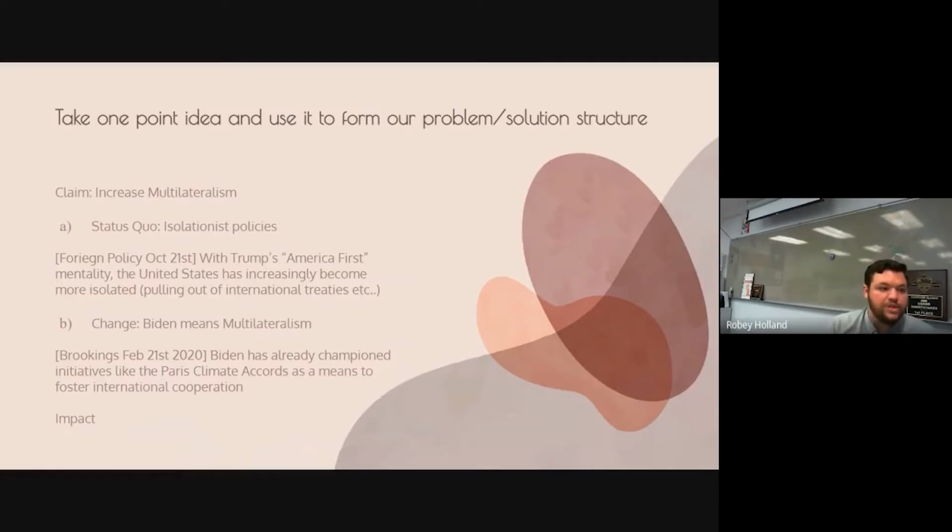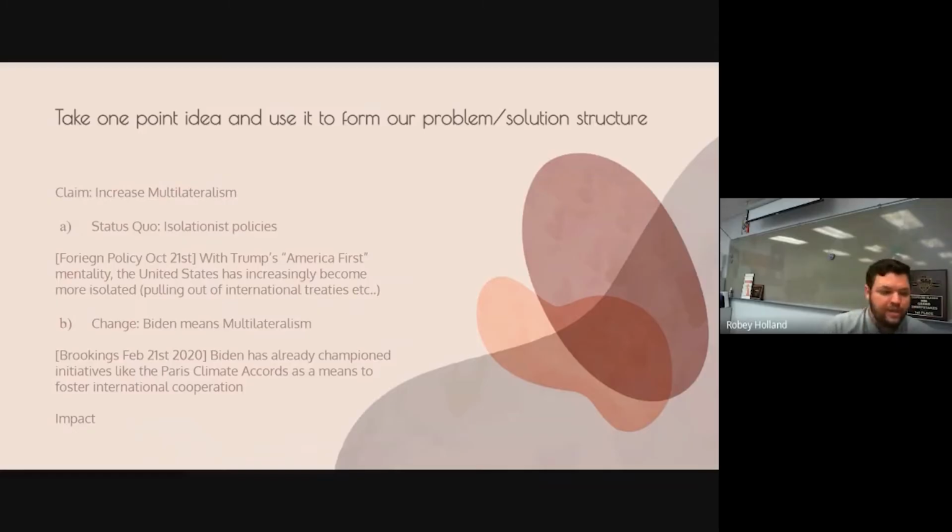Subpoint B, which is going to be that sort of change, is going to say that electing Biden means that there's going to be a lot more multilateralism in terms of U.S. foreign policy, right? So a Brookings article tells us that Biden has already championed initiatives like the Paris Climate Accords as a means to foster international cooperation.